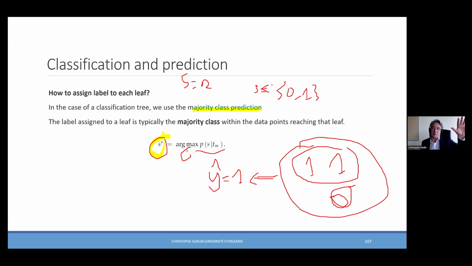So if I consider a new individual, which is not in my training sample, and given its feature values, this individual is classified in this final leaf, then I will forecast y hat is equal to 1 for this individual. Okay.